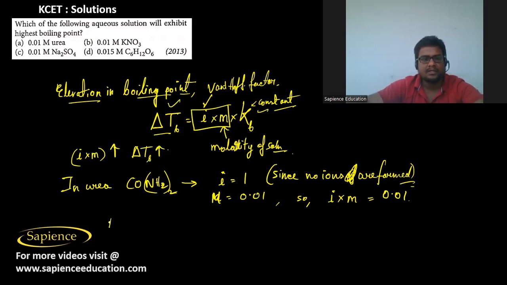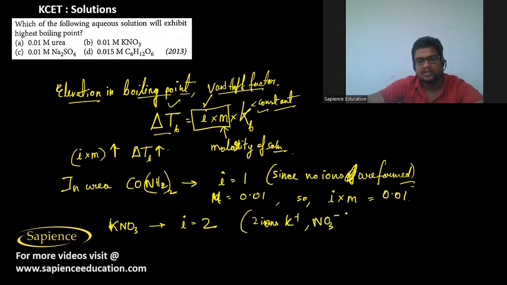So then in case of option B, which is KNO3, here also the Van 't Hoff factor i will be 2, since two ions will be formed: one is K+ and one is NO3- ion. And the molarity of the solution is 0.01. So the value of i into M will be 0.02.